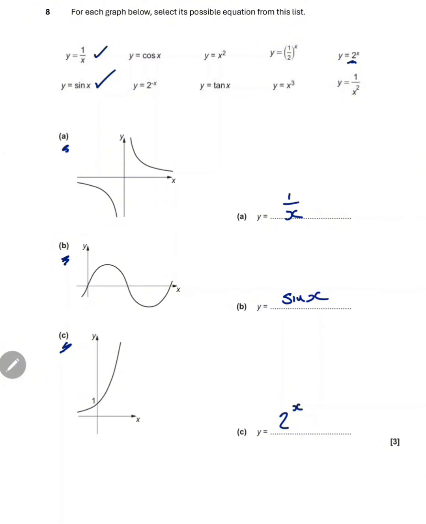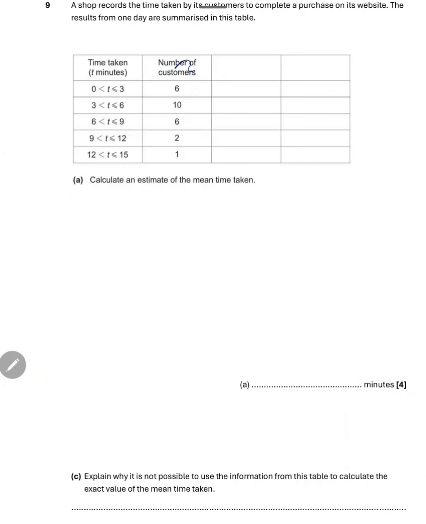So you've got y equals 2 to the x there. Question 9, we've got a short recording, time taken to complete purchase on a website, and these are the results. So it took 6 people somewhere between 0 and 3 minutes. That's what we're looking at. It took 10 people somewhere between 3 and 6 minutes. We're asked to work out an estimate for the mean.